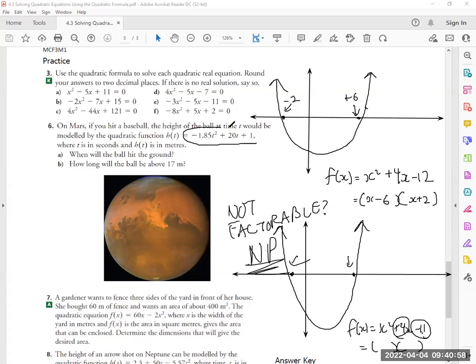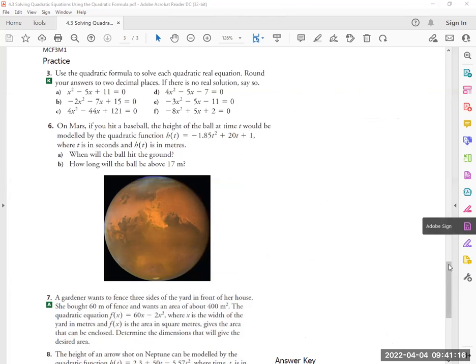So take a look. Here's an equation. We're going to do number 6 together, but just focus on the equation. Can you factor that? Find 2 numbers that multiply to 1.85 but add to 20. Think you can do that? That's annoying. This is where the quadratic formula comes in. I hope you see its usefulness very soon.